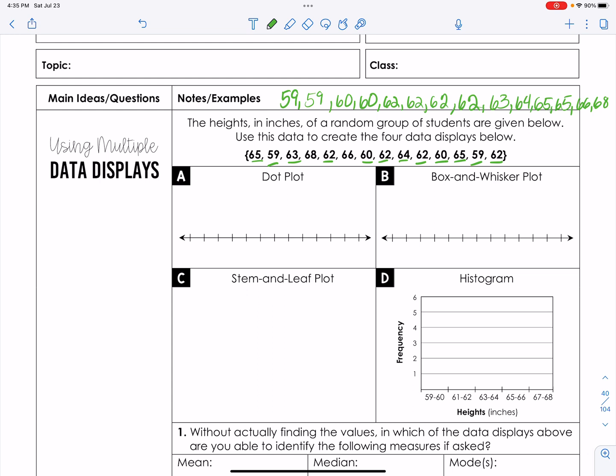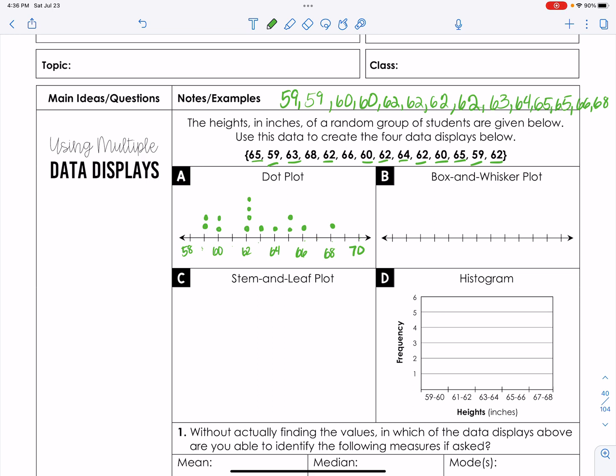All right, so a dot plot, you remember, like if I start here at 58, maybe I make this one be 59, 60, 61, 62, 63, 64, 65, 66, 67, 68, 69, and 70. And I think that covers it all. So I have two 59s. Now that it's in order, I have two 60s. I have four 62s. I have a 63, a 64, two 65s, a 66, and a 68. So my dot plot looks something like that.